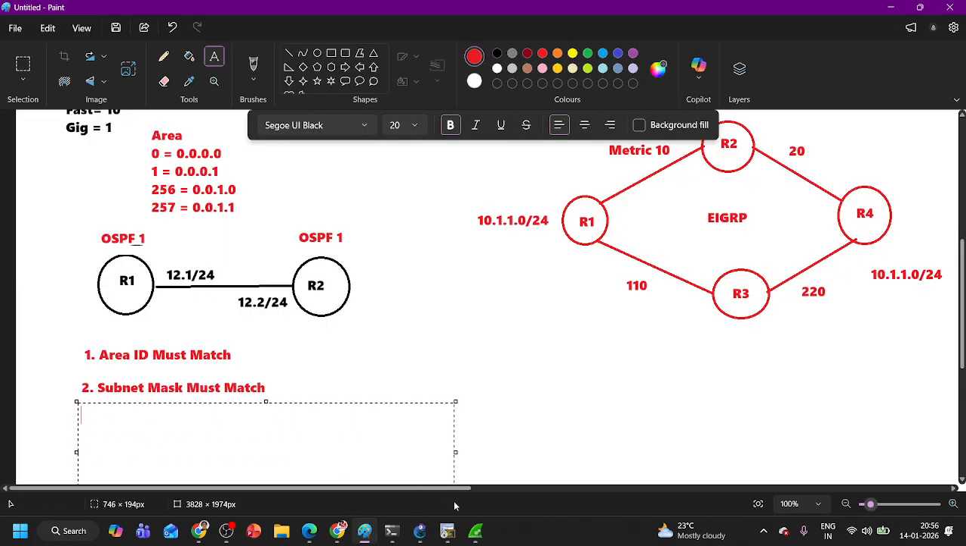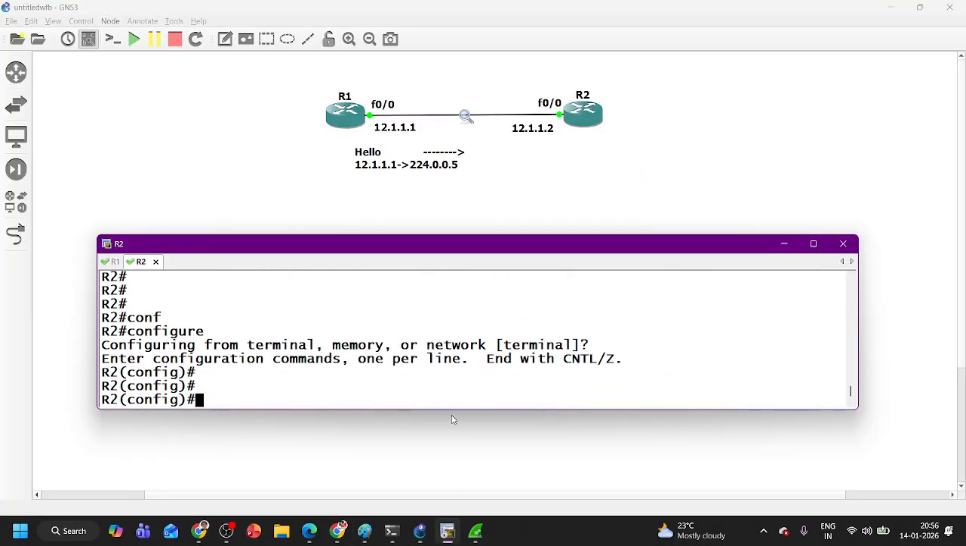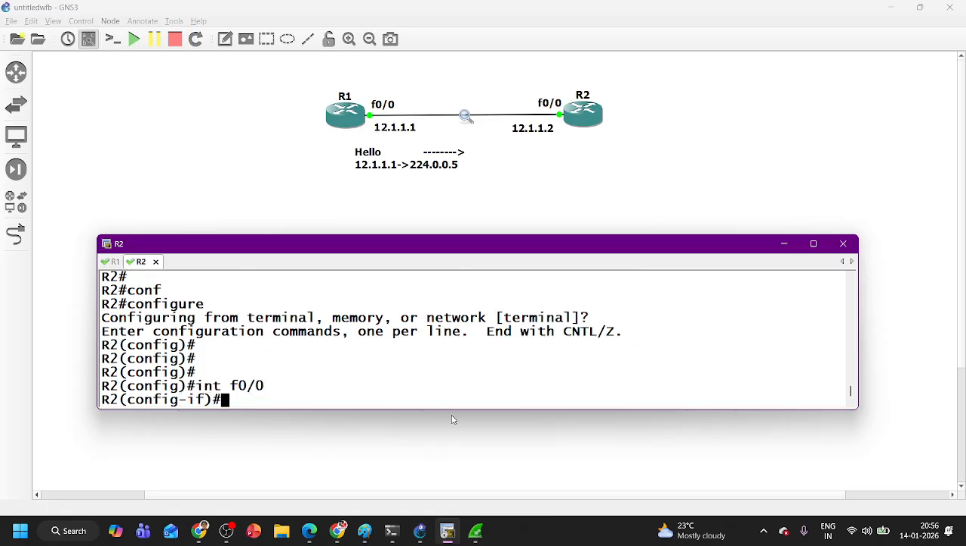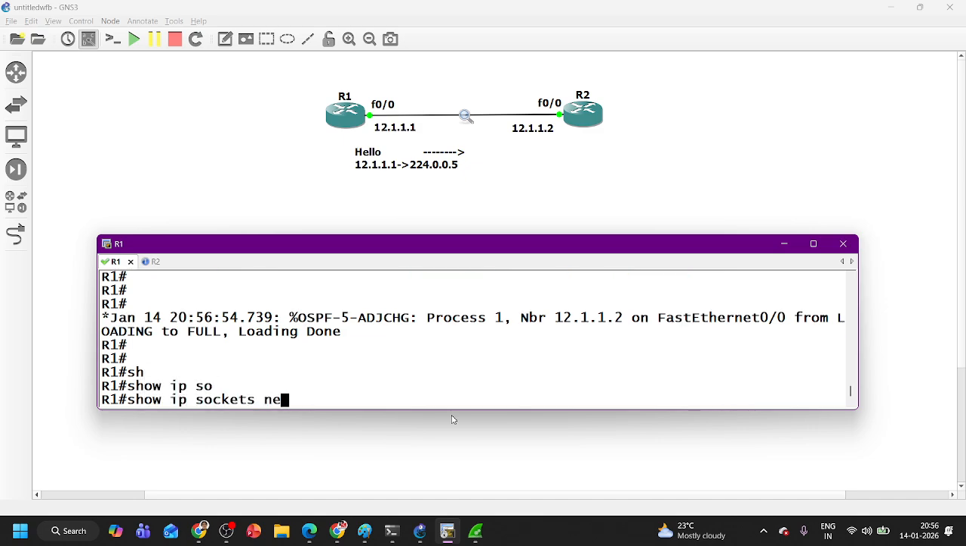Can anyone tell me the command to change hello time? Hello and dead interval must match. If I configure the correct subnet mask now on router number 2, if I correct the configuration on interface F0/0, my neighborship will come up soon.